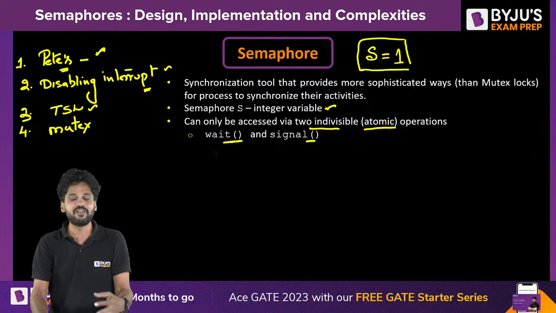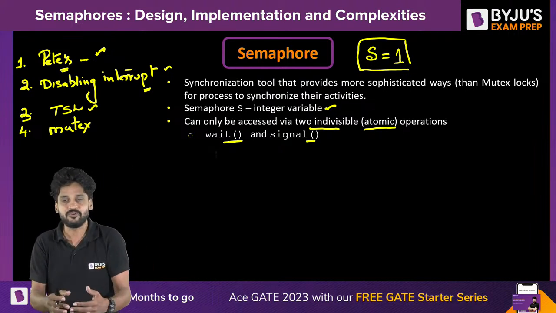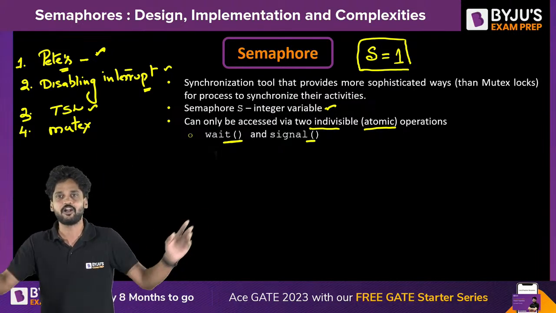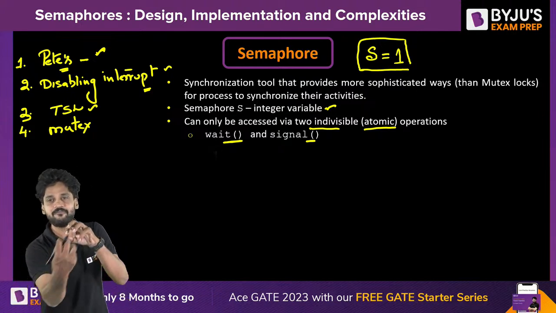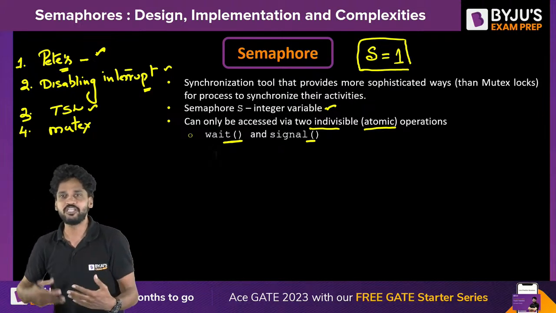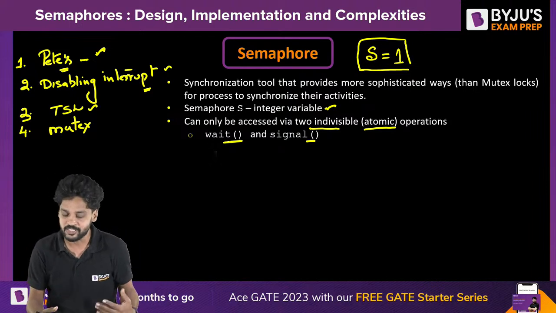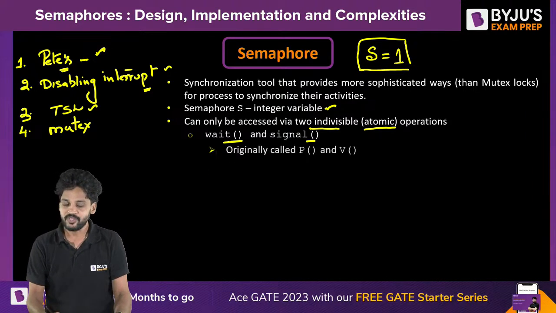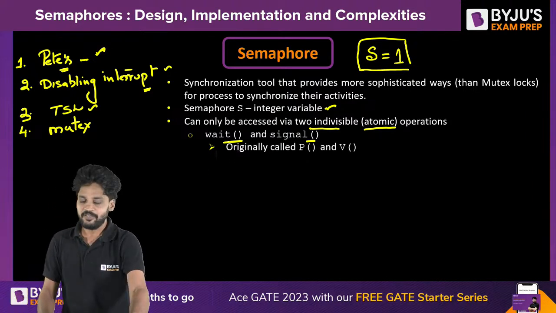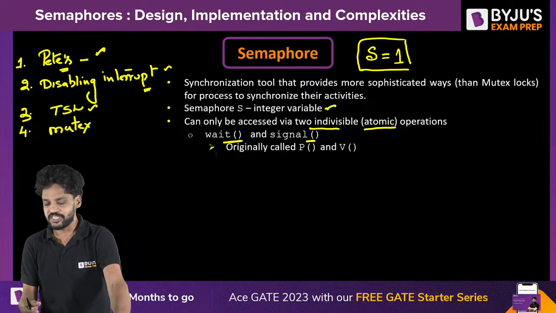Other than that, if you simply want to either decrement or increment, or use the semaphore variable in some other operations, it is not possible. Semaphore can only be accessed by using two operations. One is wait and one more is signal. Originally also called P and V. P is equal to wait and signal is equal to V.